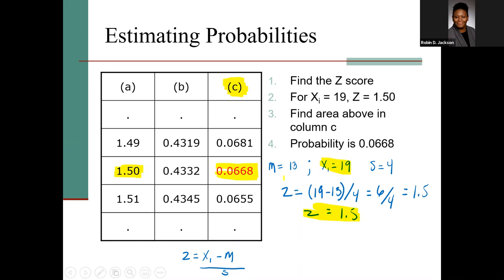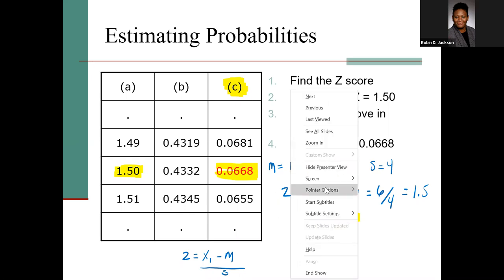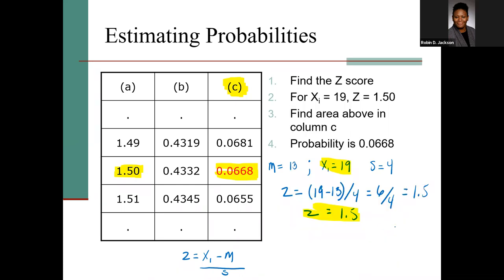And if I had drawn out the normal curve, well, I drew it out on the previous slide. I guess I'll go ahead and draw it out real quick. Remember, again, it helps to draw this stuff out, okay? So remember that our mean is 13 and the score that we were looking at was 19, and everything we want is above that. So we know we're on the positive side of the mean, okay?